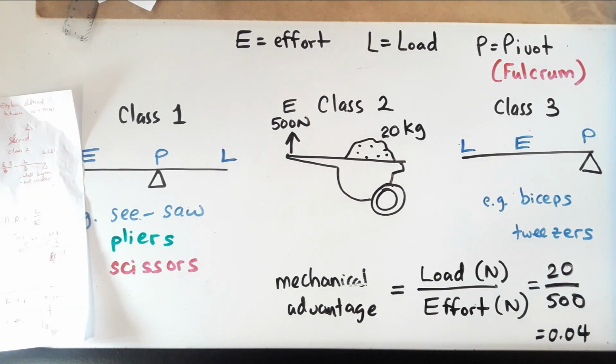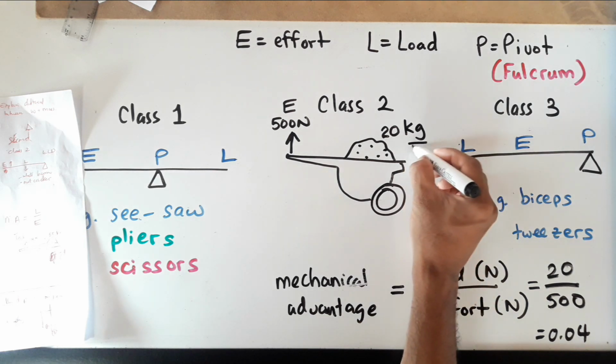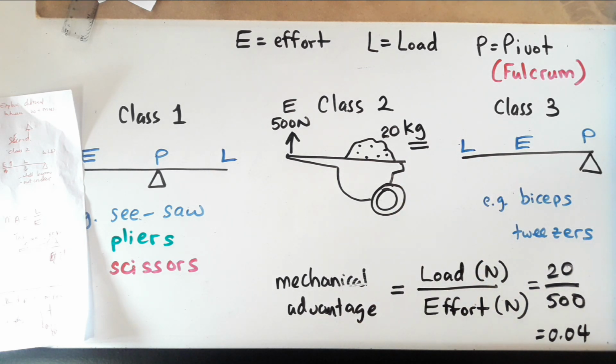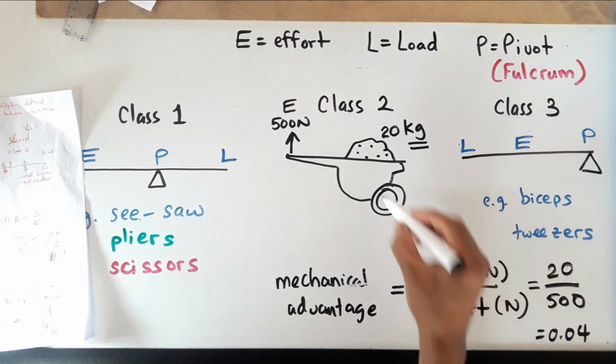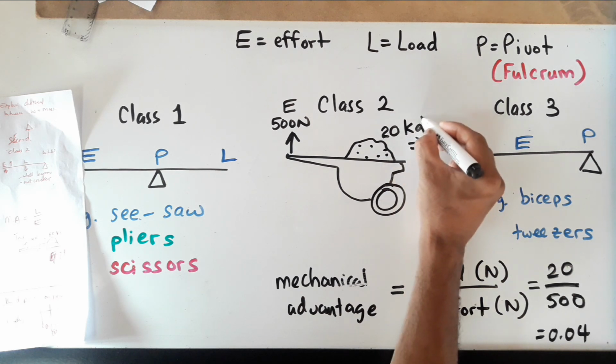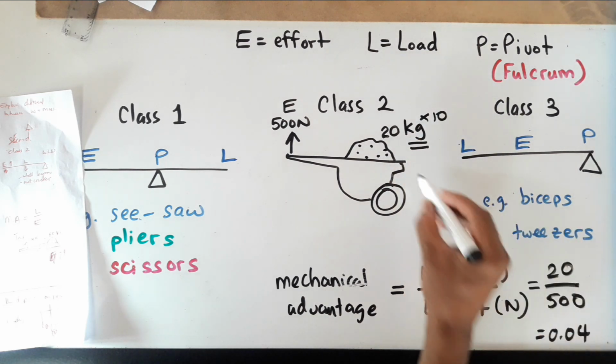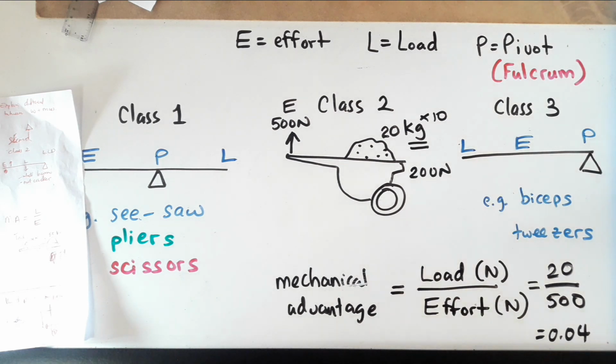Let me explain why. You have the effort correct. The effort is 500 newtons. But your load, they gave you in kilograms. Kilograms is mass. Mass is not a force, and mass is not measured in newtons. You have to convert this to weight. So you have to multiply by gravity, which gives 200 newtons. Weight is measured in newtons because weight is a type of force. So it's really 200 divided by 500, and the answer would instead be 0.4. So don't fall for those little tricks.